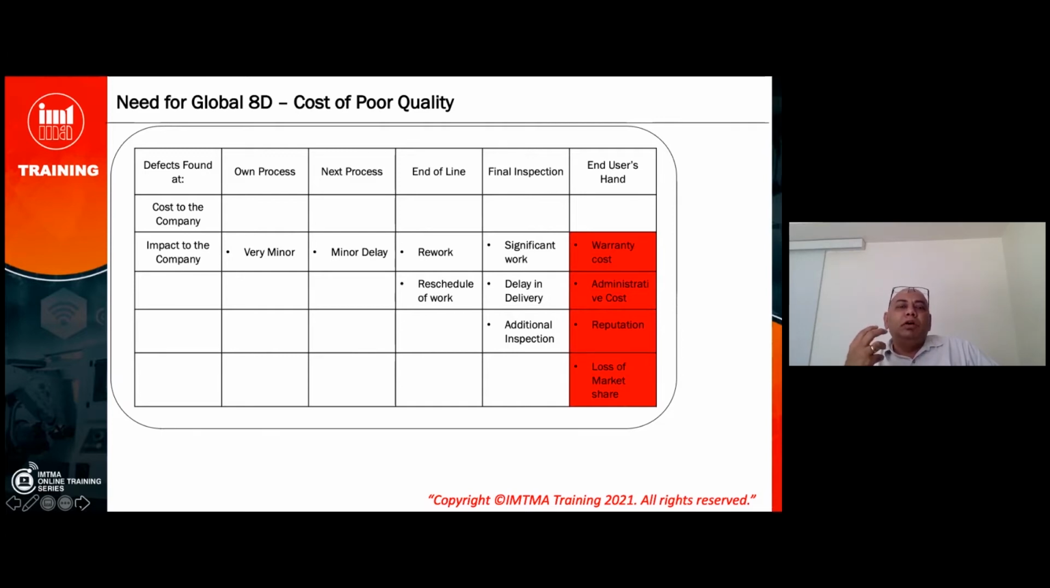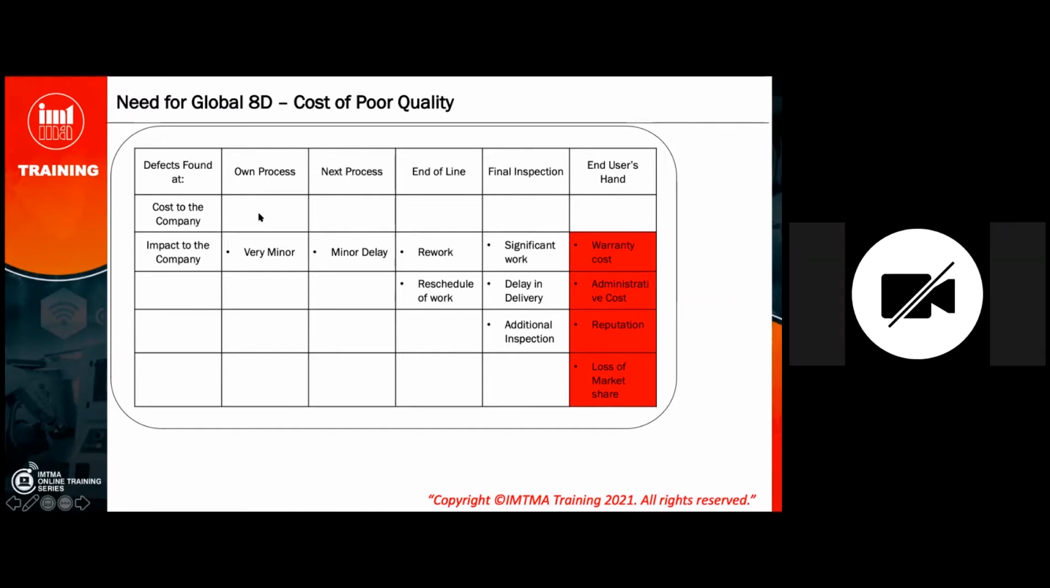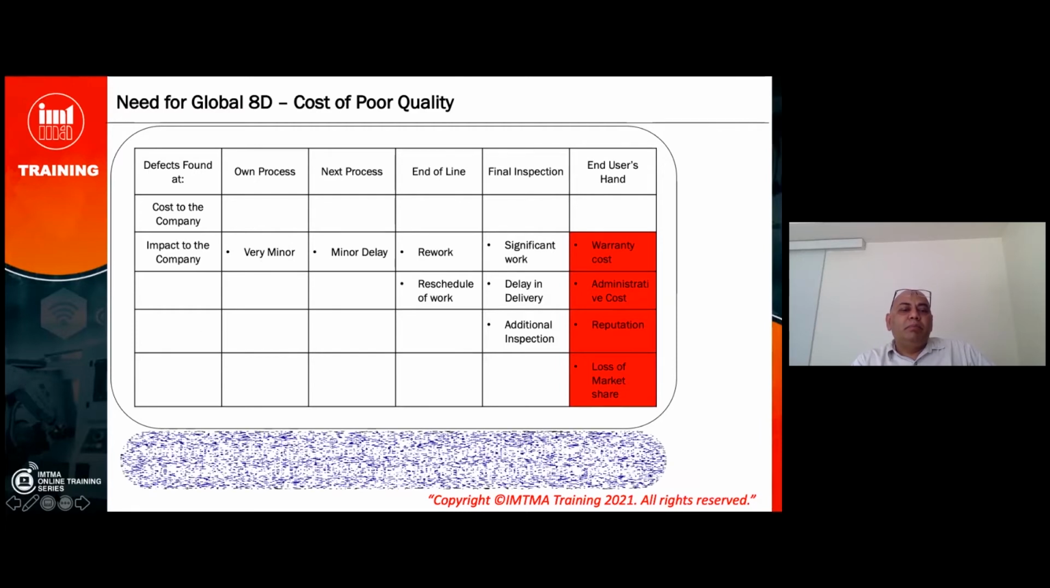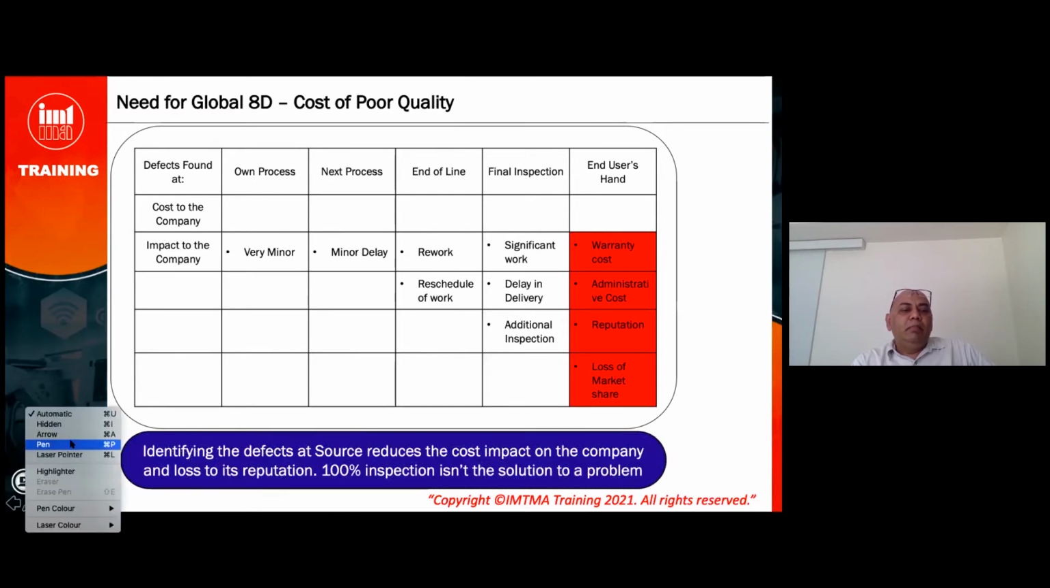It's because what you find is that the cost of poor quality goes up as you discover defects away from your process, right? So if you look at this chart, what you see is, if you catch a defect at your own process, the impact to the company is minor. Whereas if you catch it in the next process, there is a minor delay. Of course, that will cost the company.